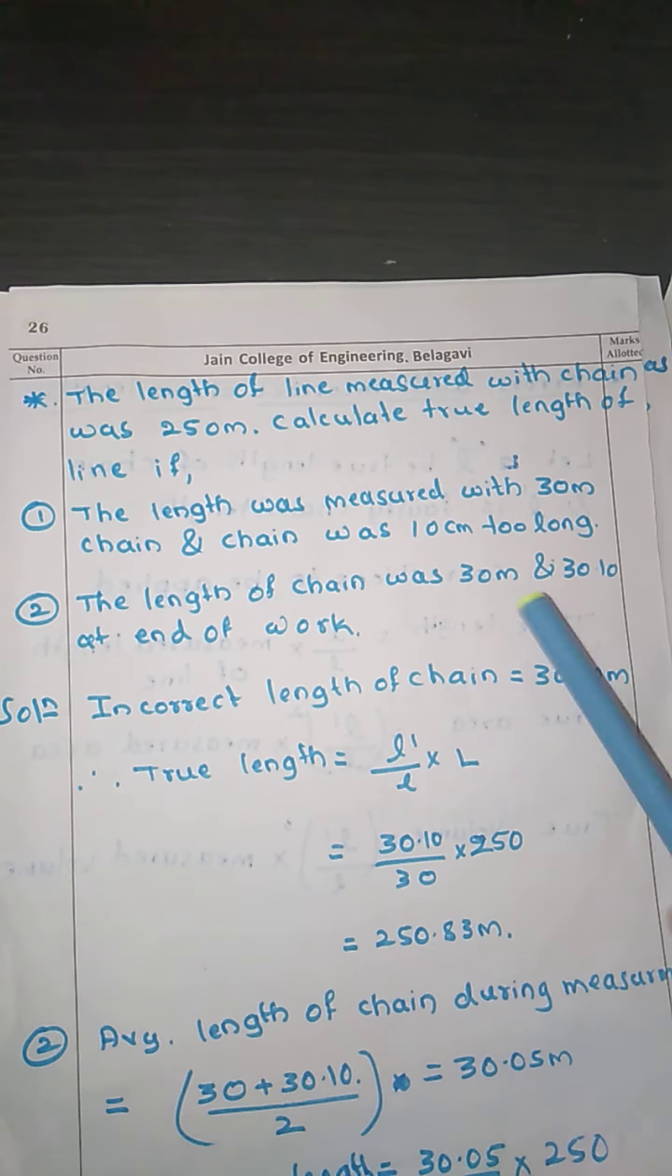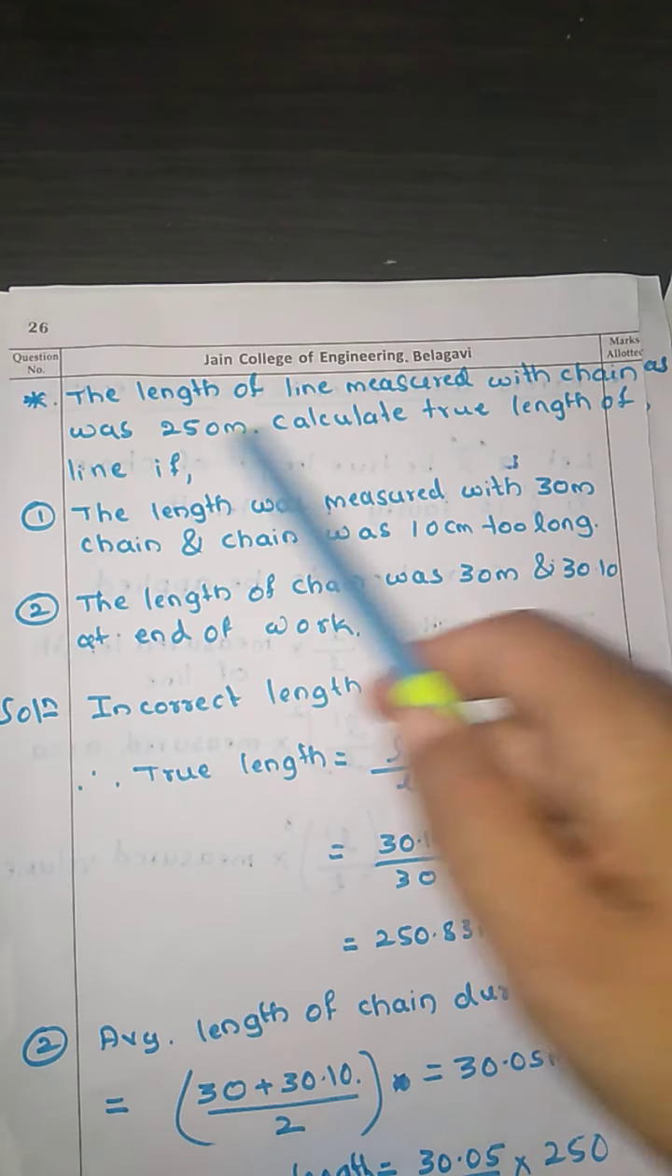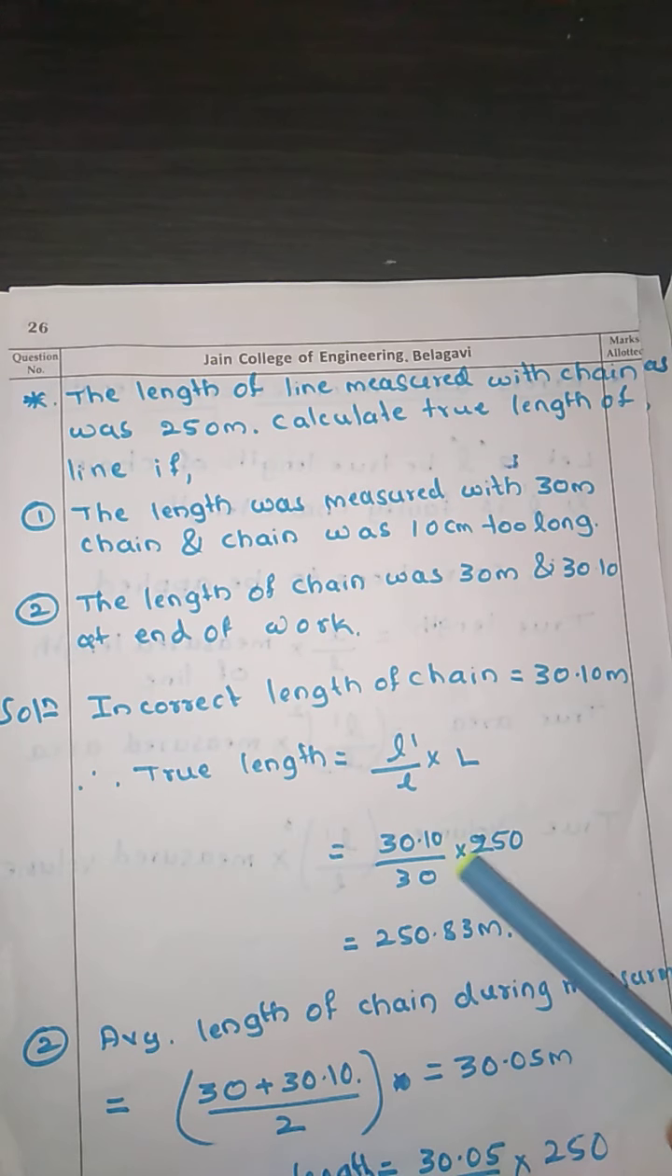Then the length of the chain was 30 meter and 30.10 at the end of the work. For the first condition, the incorrect chain length is 30.1 meter. Why is it 30.1 meter? Because it is 10 centimeter too long, and too long means we need to add. So incorrect chain length L dash, 30.10, divided by L, the true length of 30, multiplied by the measured distance of 250. So the true length of the measured line is 250.83 meters.